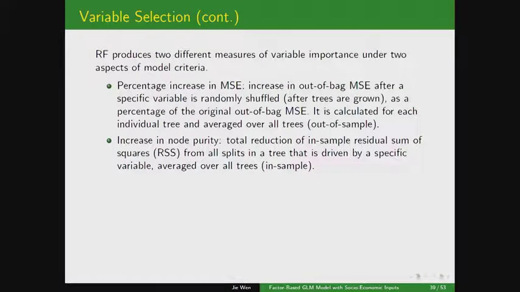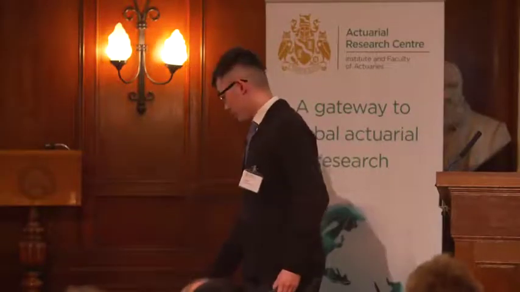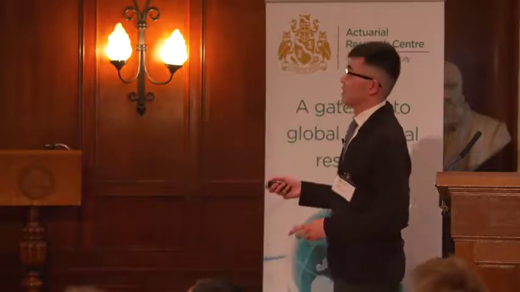All in all, broadly speaking, these two measures capture how each variable affects the performance of the model. The importance of a specific variable is quantified as how much it improves the model performance out of sample or in sample. If a variable is able to improve the model performance a lot, then there is a higher chance that that variable is more important. And I will show some results here.